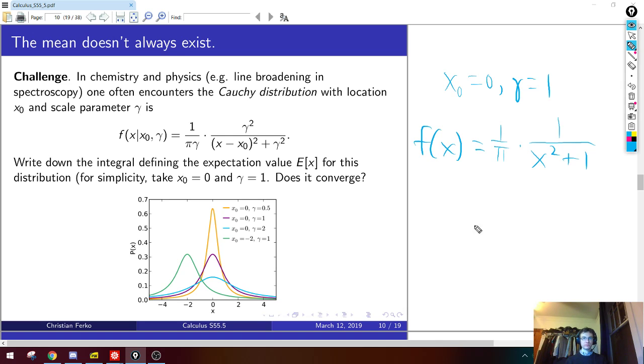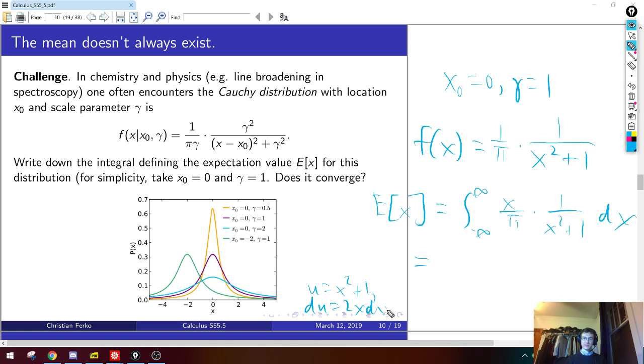The expectation value of this is, let's see, the integral from negative infinity to infinity of x times 1 over pi times 1 over x squared plus 1, dx. Okay, good. Now this is a pretty obvious u sub, so how do I do this integral now? We let u equal x squared plus 1, and thus du equals 2x dx. But, alright, so, sure. And then what?